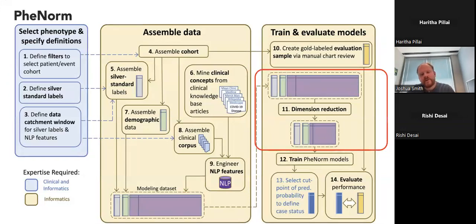Another step that's optional is what's called dimension reduction. We'll do this in our project. We take all of our data with all of our features, and then some of those features might not be very informative by themselves, or some of them might be kind of superseded by other features.